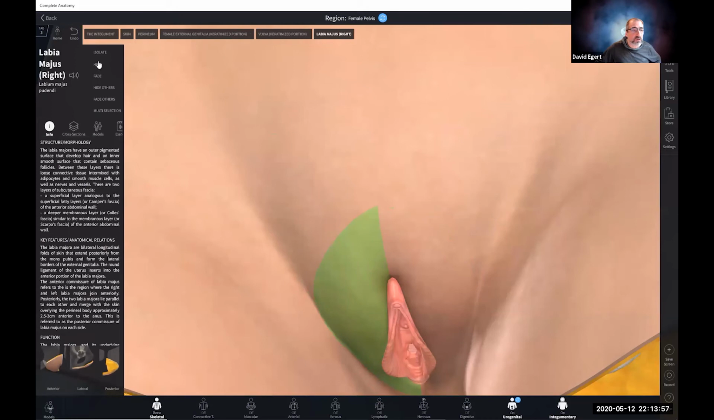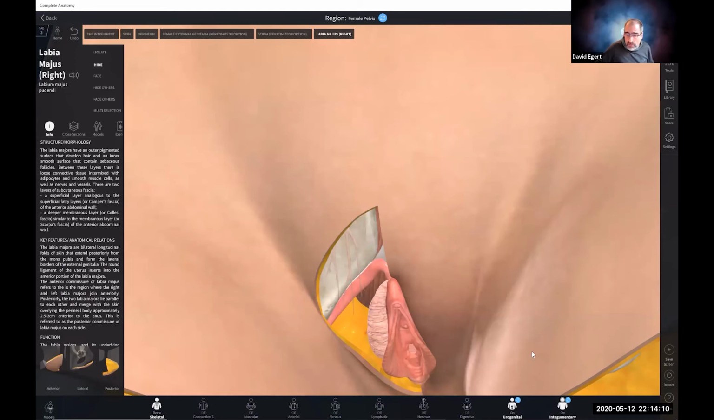So labia majora, and we fade that. You can see that there is that round ligament just anchoring right down in there. Right, so it's just coming right in there. So let's turn off the integumentary system.